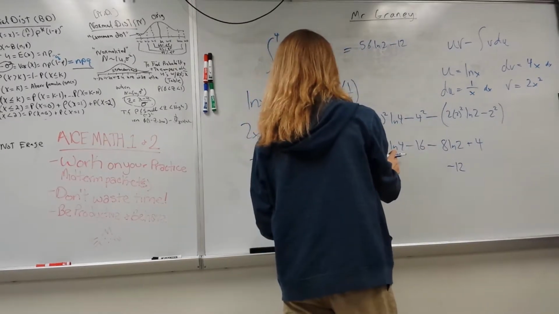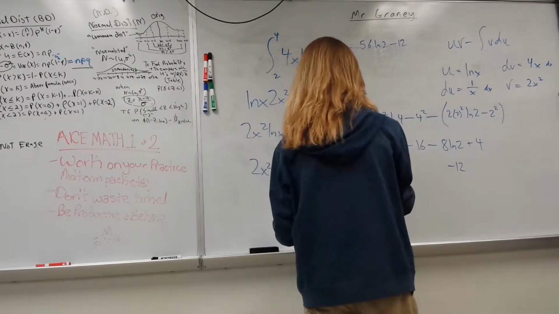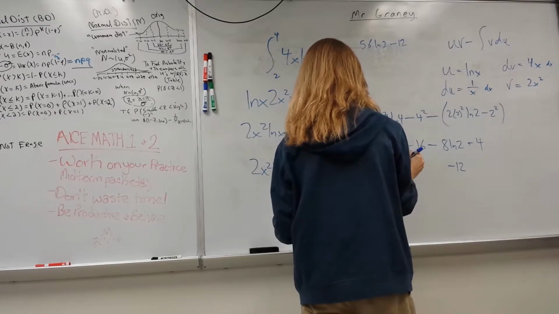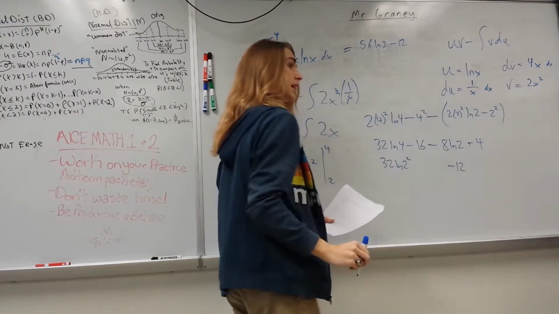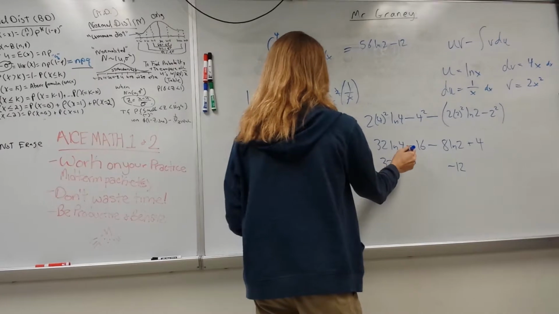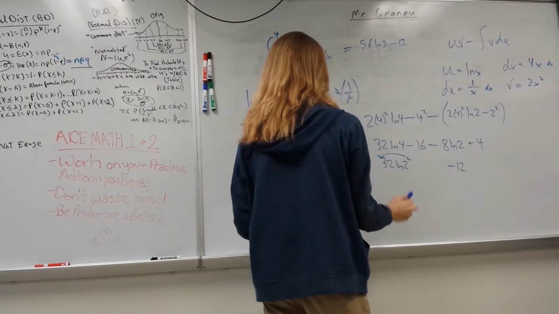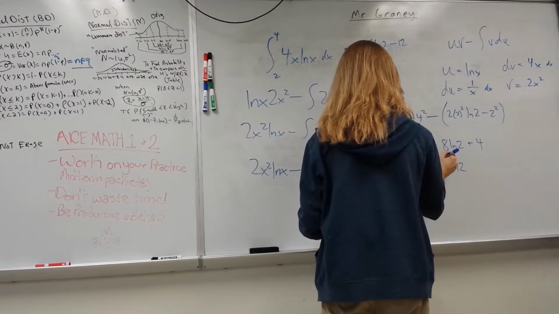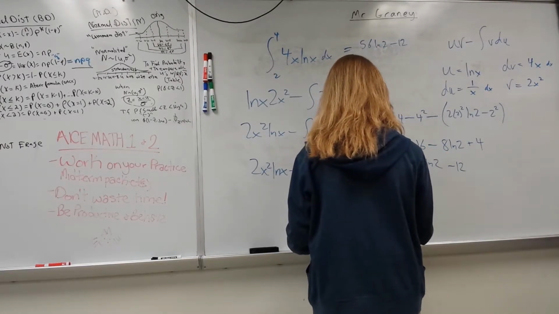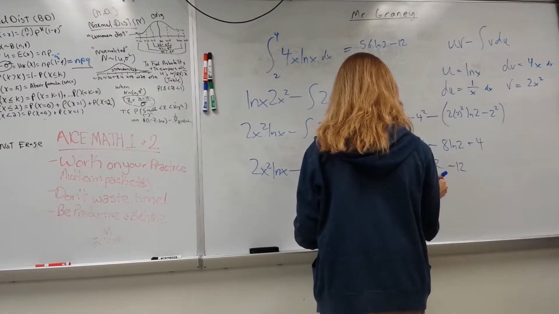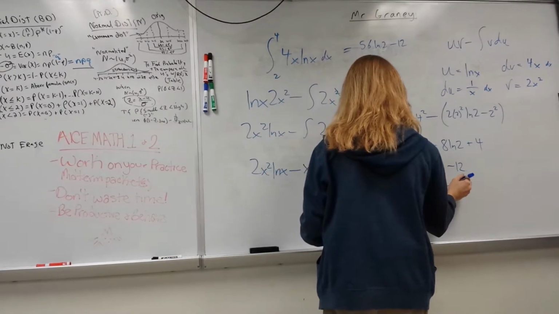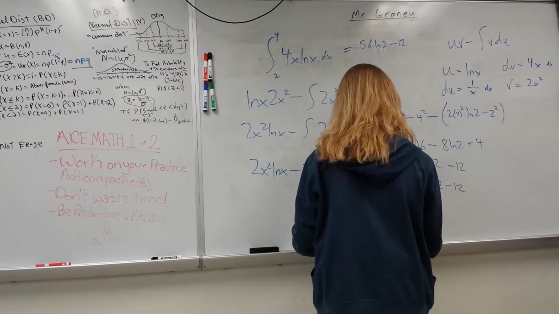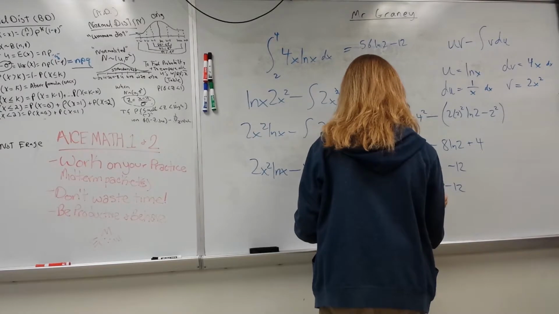What we need to do now is make it all ln of 2, right? ln of 4 is the same as ln of 2 squared. We can bring that 2 forward, and here it's 64. It becomes 64 ln of 2 minus 8 ln of 2, and that becomes 56 ln 2.